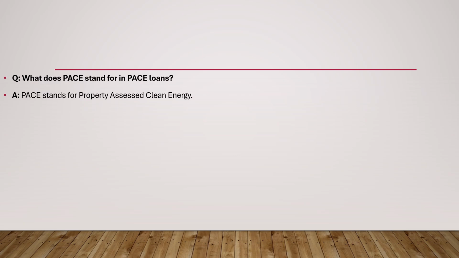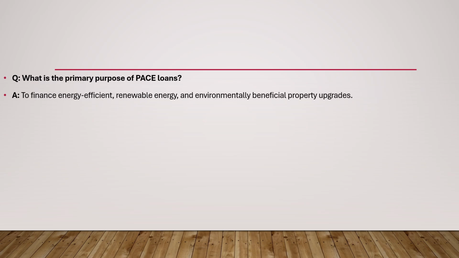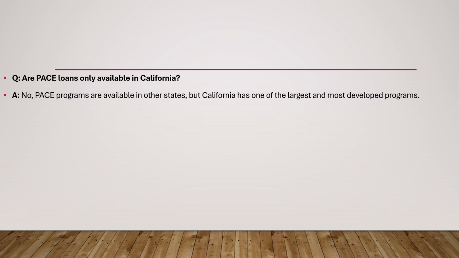What does PACE stand for in PACE loans? PACE stands for Property Assessed Clean Energy. What is the primary purpose of PACE loans? To finance energy-efficient, renewable energy, and environmentally beneficial property upgrades. Are PACE loans only available in California? No, PACE programs are available in other states, but California has one of the largest and most developed programs.